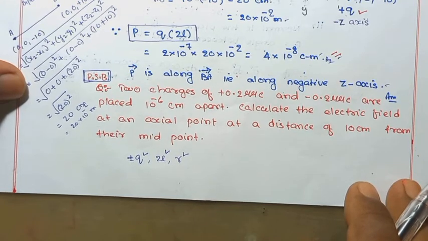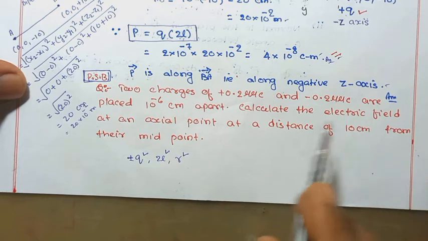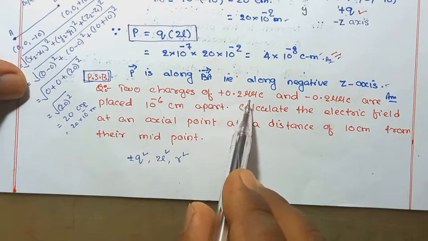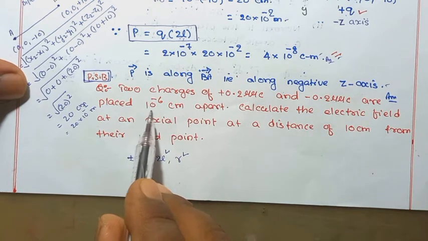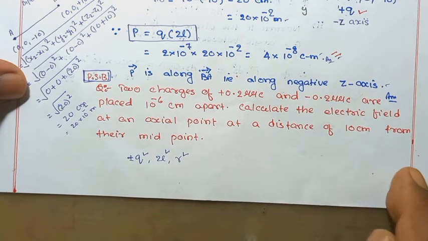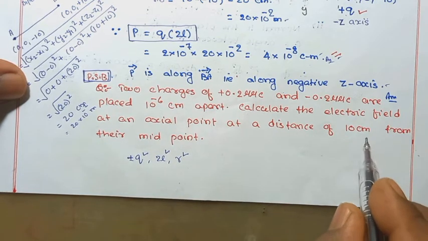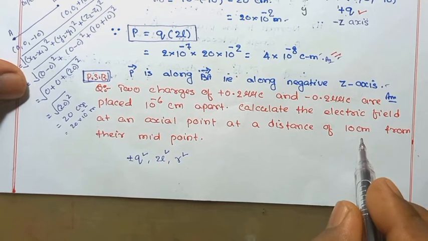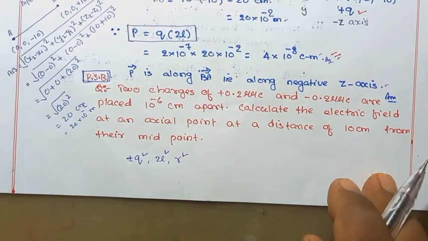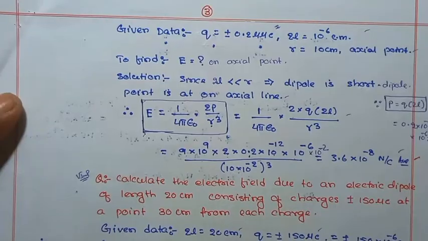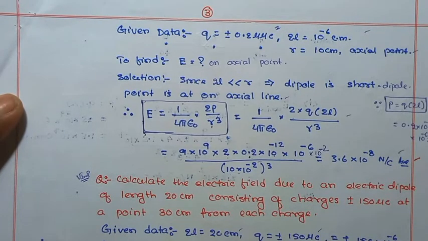In this question, the charges are given, and the dipole length is given, that means the distance between the charges is 10 power minus 6 centimeter. This is the dipole length, and the observation point is 10 centimeter from the center of the dipole. Okay. Here we have to calculate the electric field on the axial line.